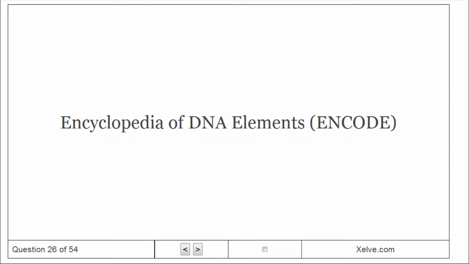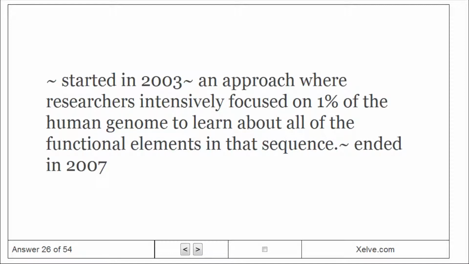Encyclopedia of DNA Elements, ENCODE. Started in 2003. An approach where researchers intensively focused on 1% of the human genome to learn about all of the functional elements in that sequence. Ended in 2007.